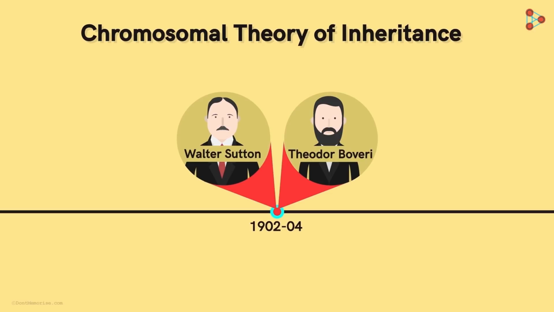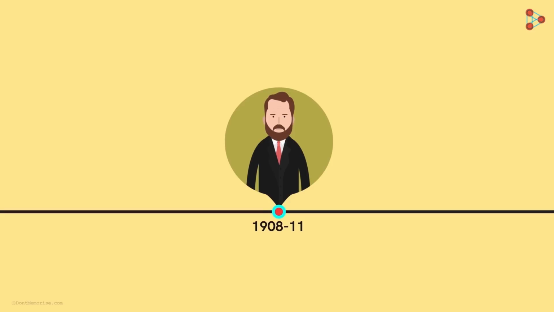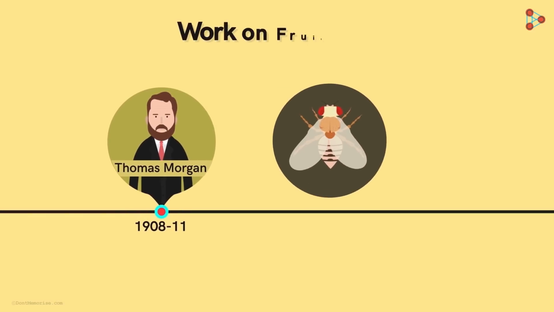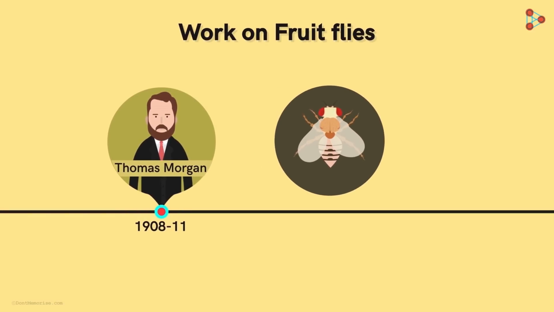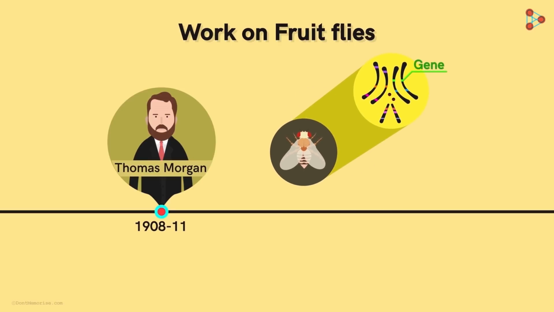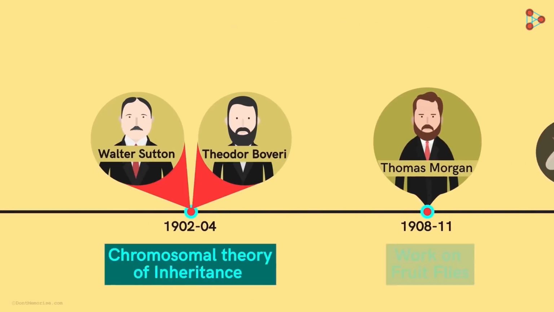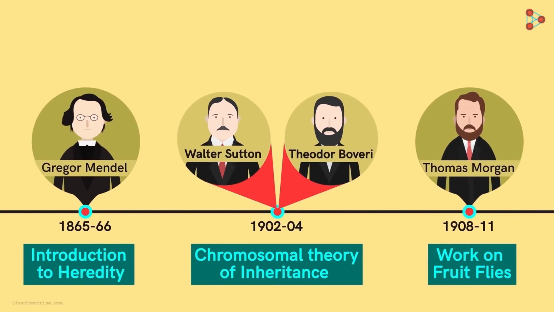However, Sutton and Boveri's work gained better acceptance with the next milestone, which was achieved by the father of experimental genetics, Thomas Morgan. Morgan's work on the little fruit fly was very instrumental in proving the fact that genes are located on the chromosomes. His experiments helped explain the location of eye color genes on the X chromosomes in Drosophila melanogaster. We have seen the history of genetics until this time.